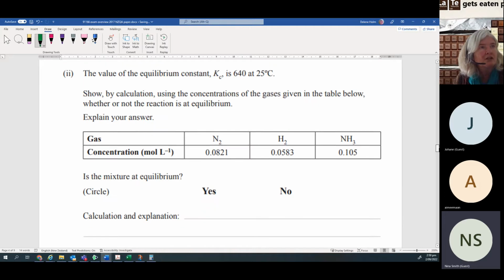Right, let's carry on. Now here we have to work out whether it's an equilibrium. So pretty much you have to do the calculation and see if you land up with an answer of 640. If you don't land up with an answer of 640, then you know it's not an equilibrium. So you've got to do the calculation first before you can circle yes or no. But if you were running out of time, as I said, just guess.